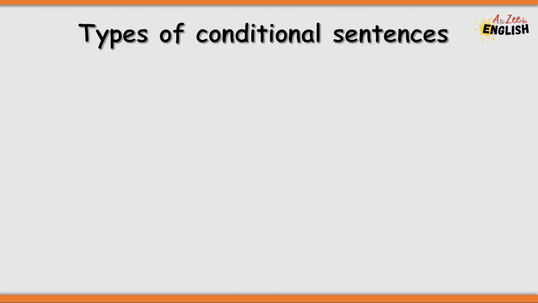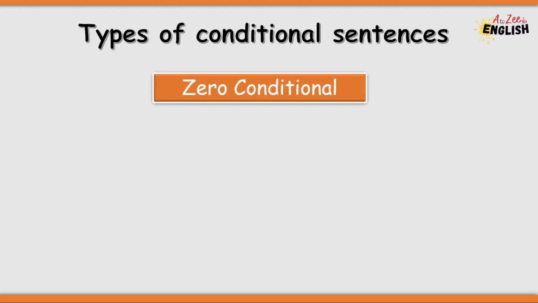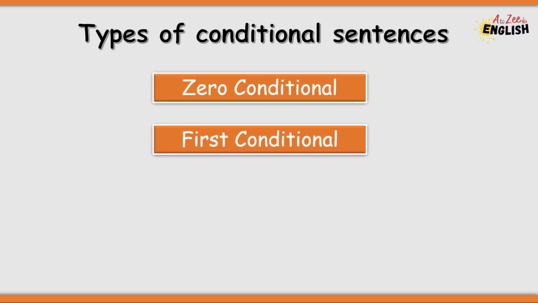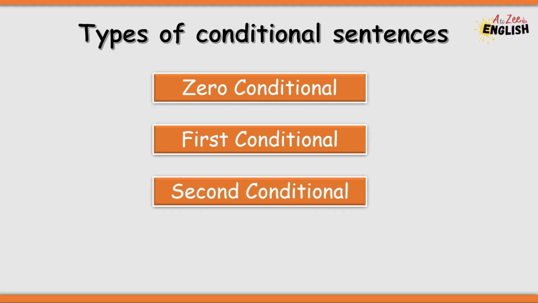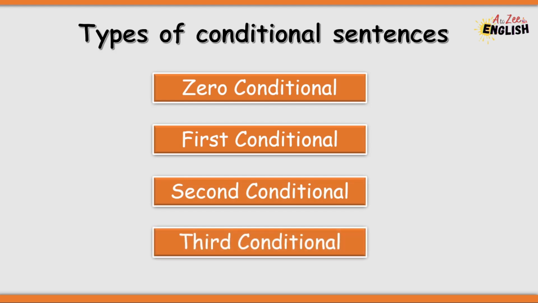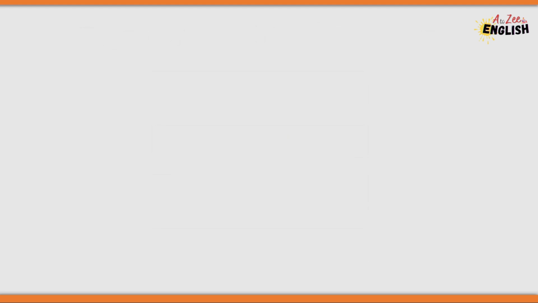There are different types of conditional sentences: zero conditional, first conditional, second conditional, and third conditional. So now we discuss the types one by one. The first one is the zero conditional.